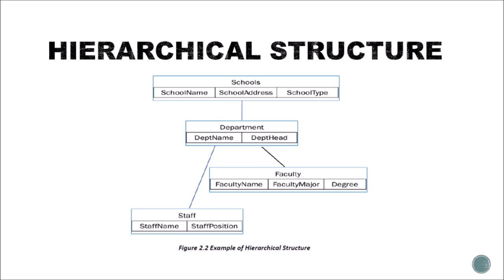Kung meron tayong segment school, so meron siyang attribute na school name, school address, and then school type. And then, under ng school, meron siyang child na department na merong dep name, dep head na attributes. And then, si department, meron siyang dalawang segment na anak, staff, and then faculty. Si staff, meron siyang attribute na staff name, and then staff position. Si faculty naman, meron siyang faculty name, faculty major, and faculty degree.